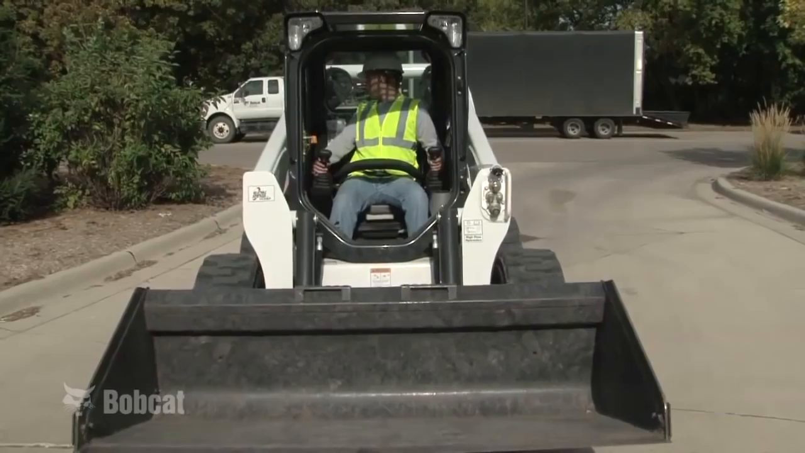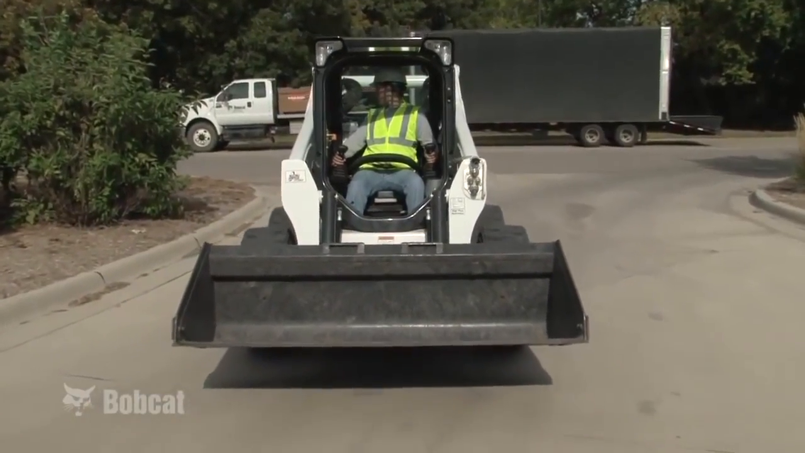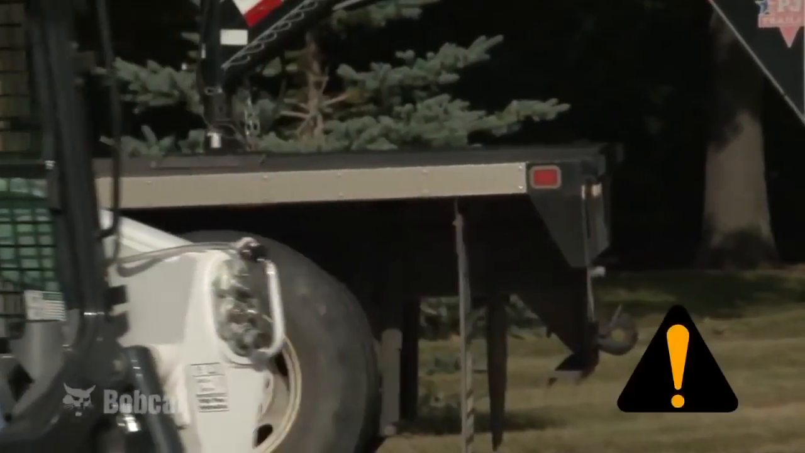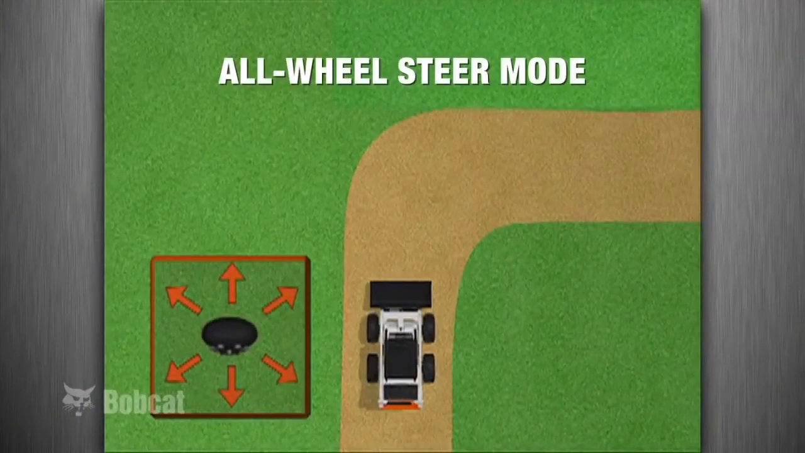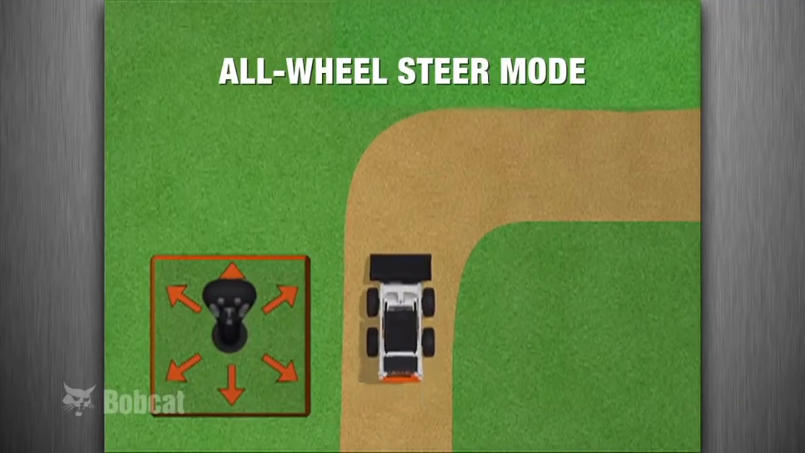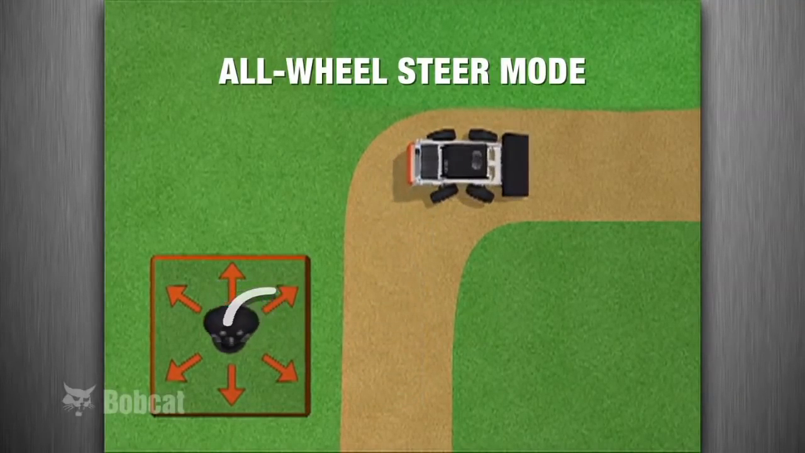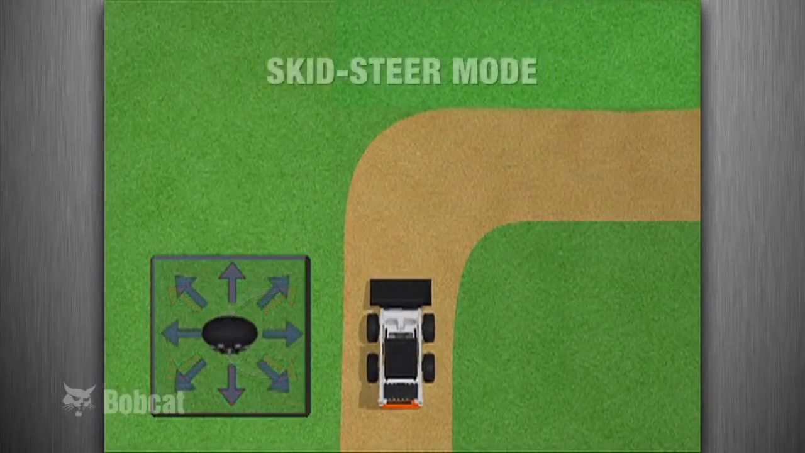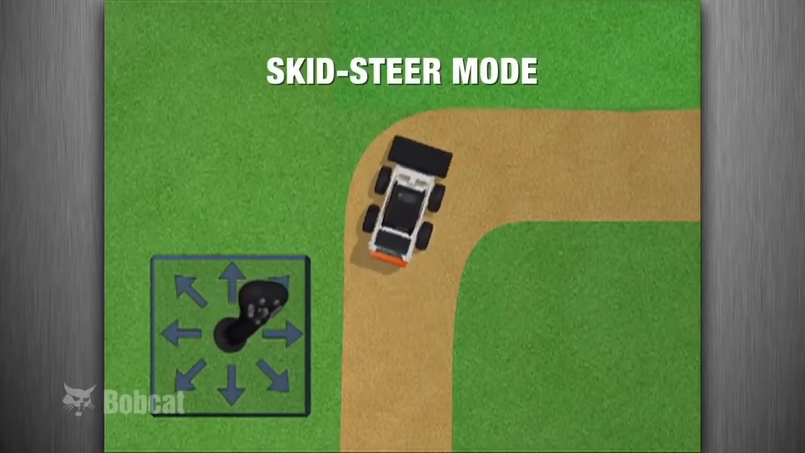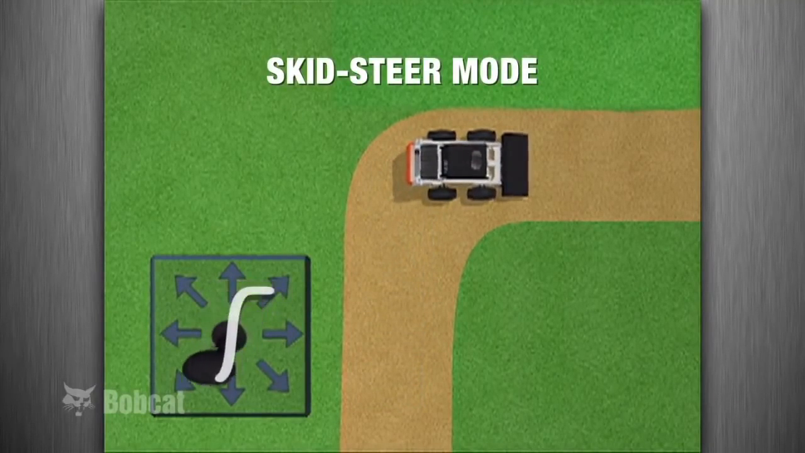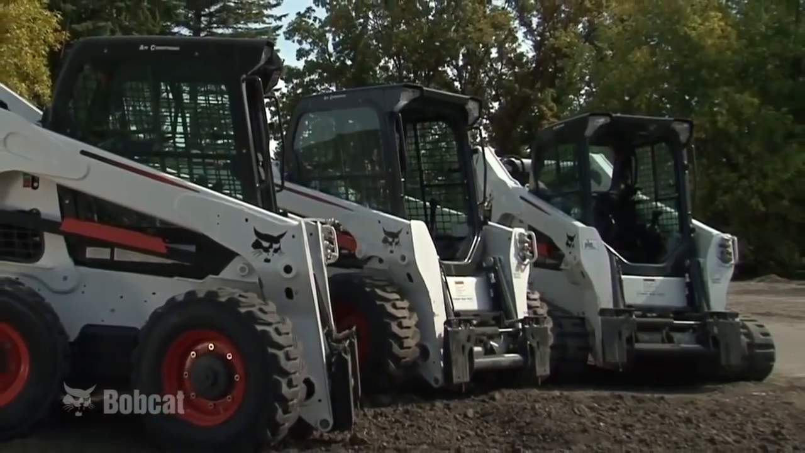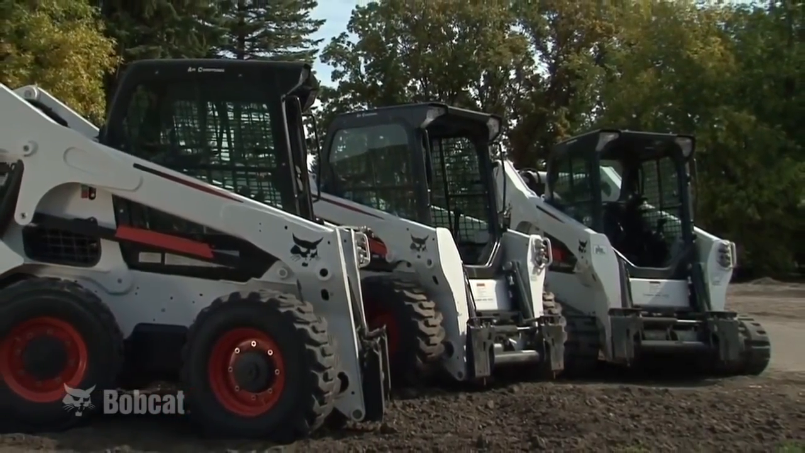It is important that you understand the difference in the direction of travel when operating in reverse in all-wheel steer versus skid steer mode. For example, in all-wheel steer mode, move the joystick in a C pattern when changing from a forward right turn to a backward right turn. However, to change from a forward right turn to a backward right turn in skid steer mode, move the joystick in an S pattern instead of using a C pattern. As you can see, it is extremely important to be familiar with the particular loader you are operating.